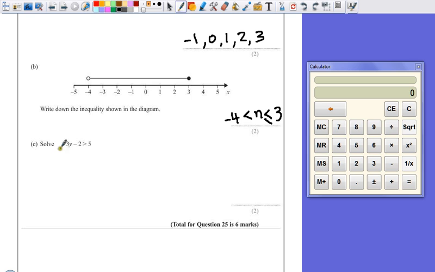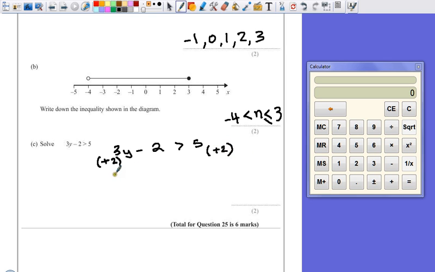Question C, solve 3y subtract 2 is greater than 5. It's exactly the same as any kind of equation, imagining that was an equal sign. So if we start off by writing this down, 3y subtract 2 is greater than 5. We want to end up with just y on its own. I don't want this subtract 2, so to get rid of that, we're going to add 2. If you add 2 and take away 2, they cancel each other out, but you've got to make sure you do the same thing to the other side. You're going to add 2 to the right as well.